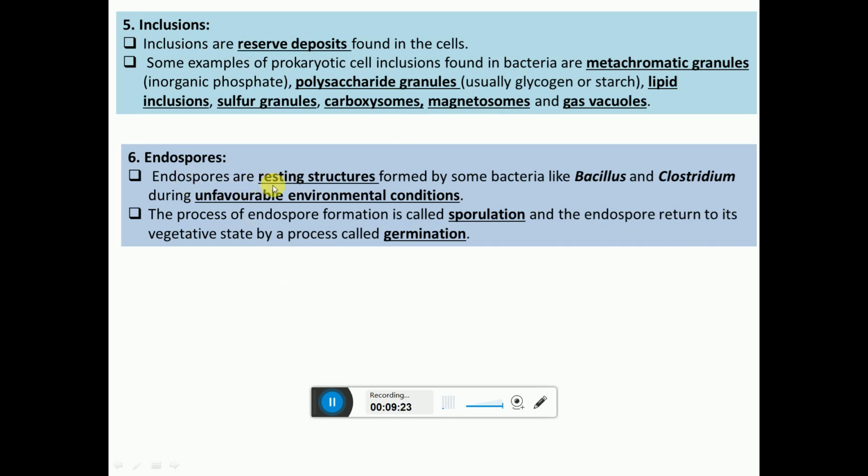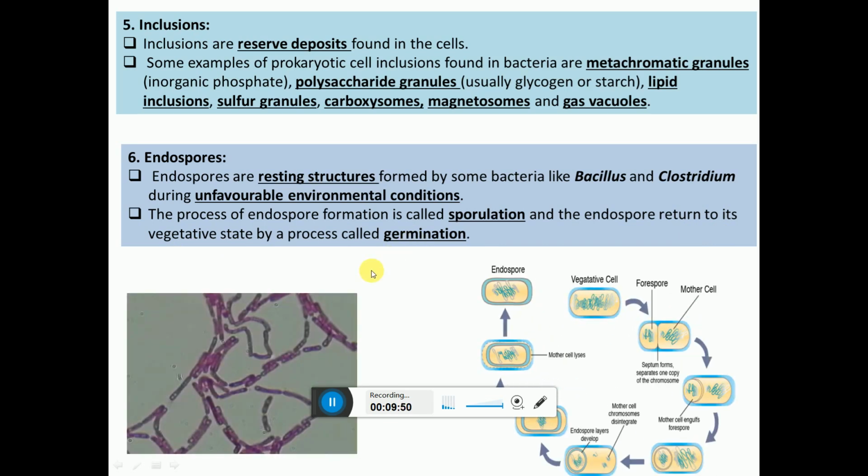The sixth one is the endospore. Endospores are resting structures formed by bacteria like Bacillus and Clostridium during unfavorable environmental conditions. In unfavorable conditions, they go into a resting phase, called endospores. The process of endospore formation is called sporulation. When environmental conditions return to normal, they return to the vegetative state, which is called germination. They become active, called germination. This is the process: the vegetative cell goes to endospore formation.